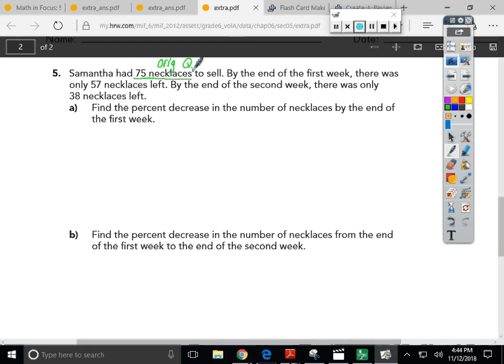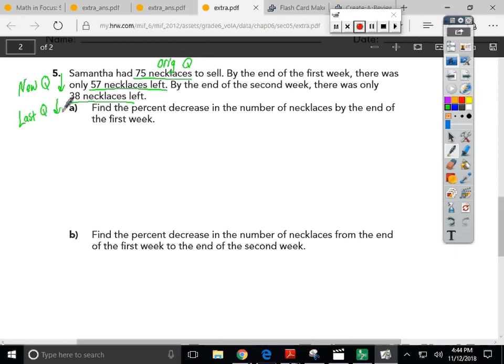By the end of the first week, there was only 57 necklaces left. Oh, this is still a quantity, but this is a new quantity, okay? And I noticed that it also decreased somehow. By the end of the second week, there was only 38 necklaces left. Oh, she's having good luck selling these necklaces, right? So this is the last quantity, maybe, and we would say that it's still decreasing.